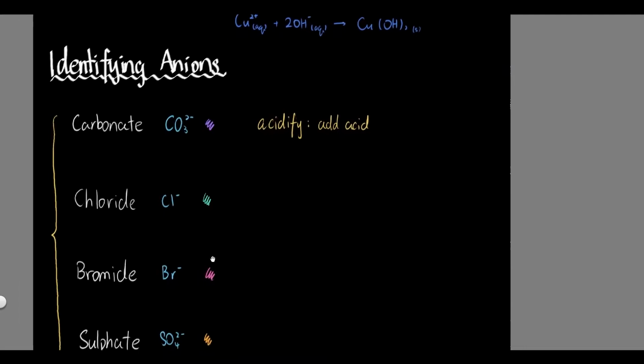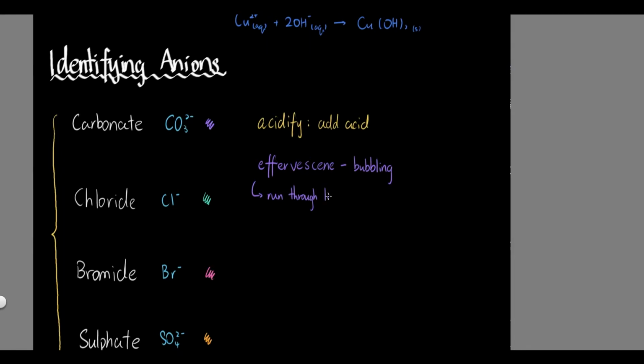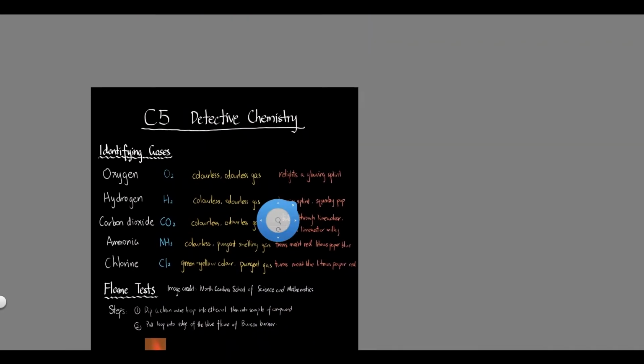If you acidify and there are carbonate ions present, you would observe what we call effervescence. I could never spell that word. Effervescence basically means bubbling. You would see gas produced, and in order to test what gas it is, you run it through lime water. From our identifying gases part, we use lime water for carbon dioxide, so it would turn the lime water milky.